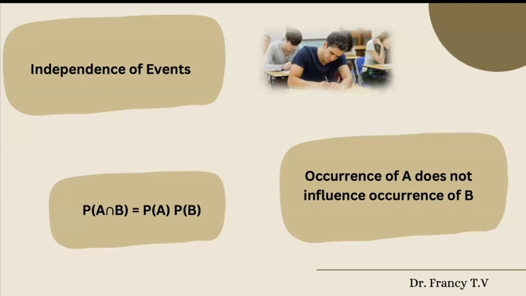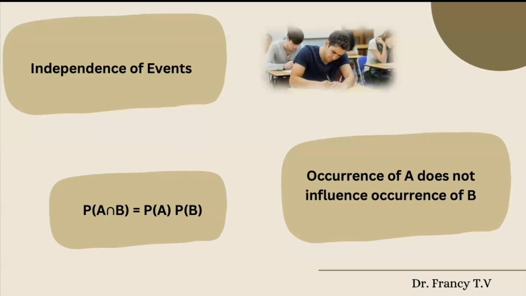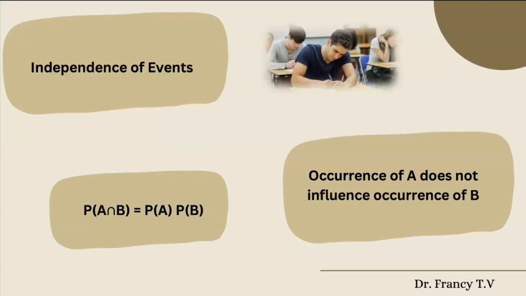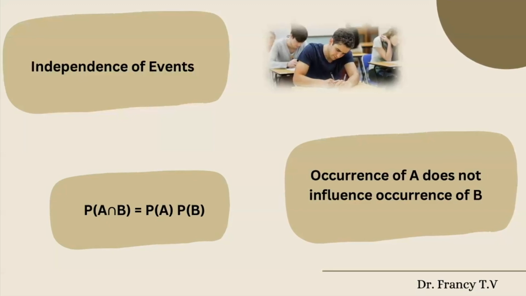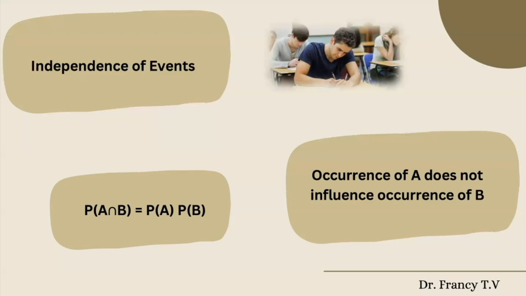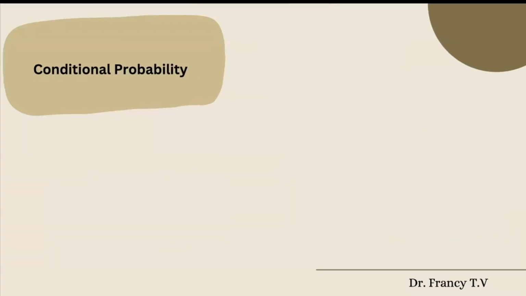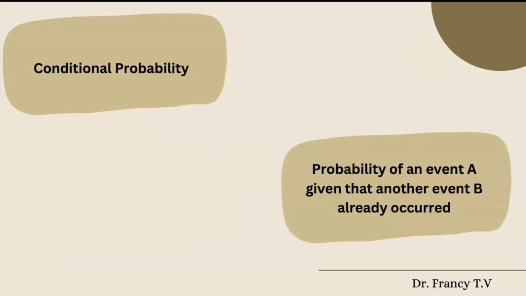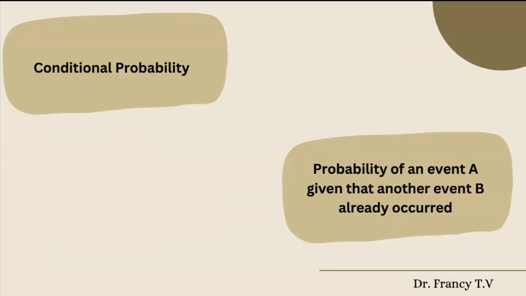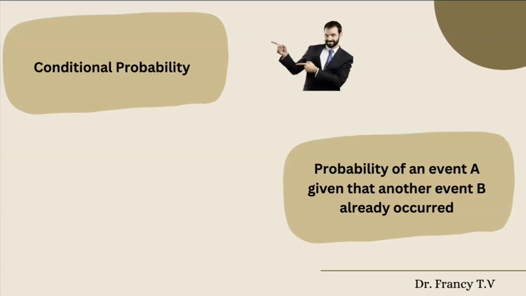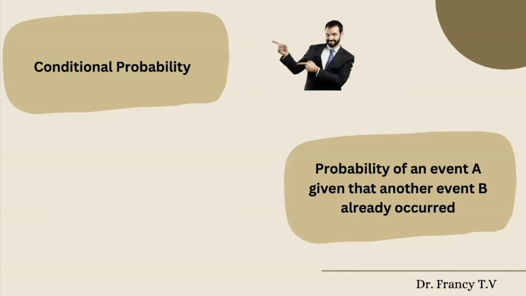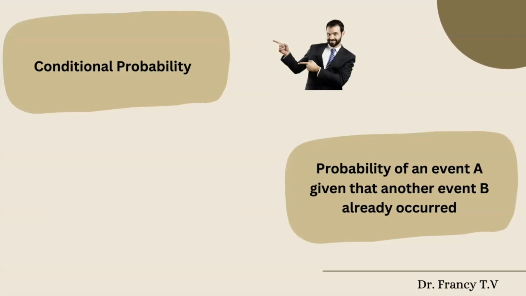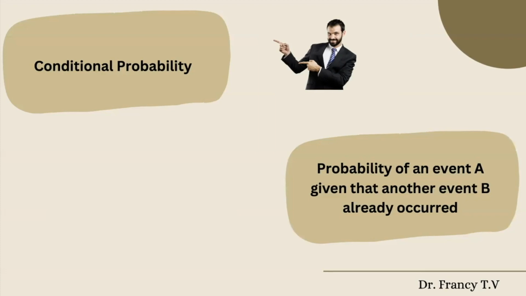In the language of probability, it can be expressed as follows. If two events are independent, probability of A intersection B will be equal to probability of A into probability of B. Next, let us come to the concept of conditional probability. Conditional probability is nothing but probability of an event given that another event has already occurred. This means you are getting additional information. Another event B has already occurred.